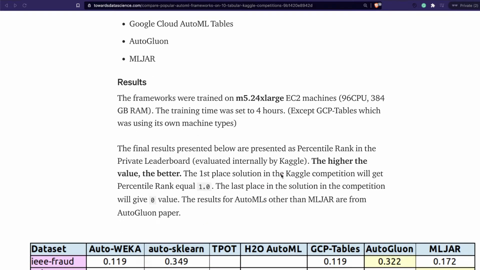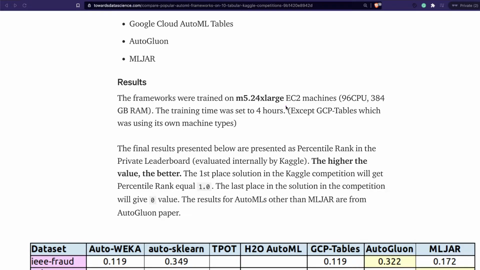And regarding the machines, the computer used for this analysis was Amazon EC2 M5 2x large machines, 96 CPU, 384 GB RAM. You can assume the amount of computation power that is required for this kind of work. Then the training time was set to 4 hours.